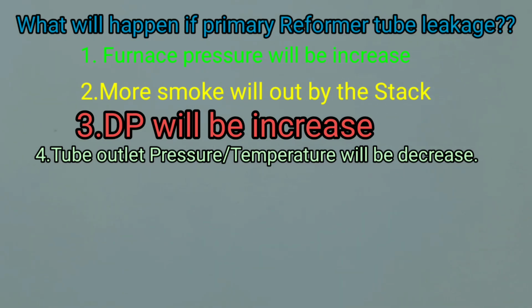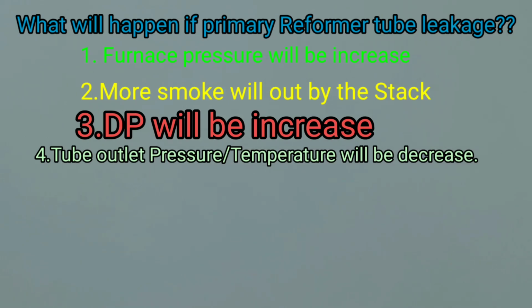If the interviewer asks what will happen if there is a primary reformer tube leakage, you can tell them furnace pressure will increase, more smoke will come out of the stack, delta P will increase, and tube outlet pressure and temperature will decrease. Normally the primary reformer delta P is 3.66 kg. Viewers, I hope you can give an answer to this question.